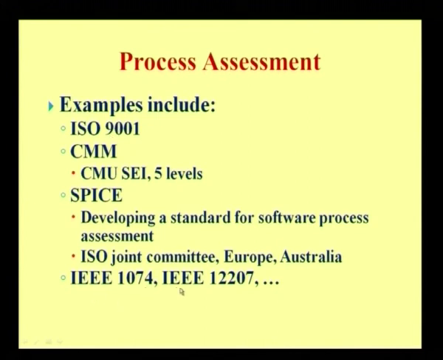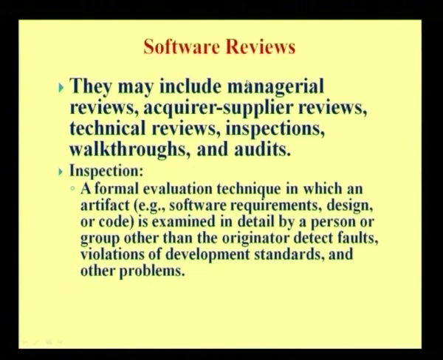IEEE 1074, IEEE 12207 are certain software process assessment standards, and these software reviews may include managerial reviews, acquirer or supplier reviews, technical reviews, inspection, walkthrough and audits. So, as part of inspection, we might do a formal evaluation technique in which an artifact, for example requirements, design, code, is being examined in detail by a person or a group other than the originator, to detect faults.